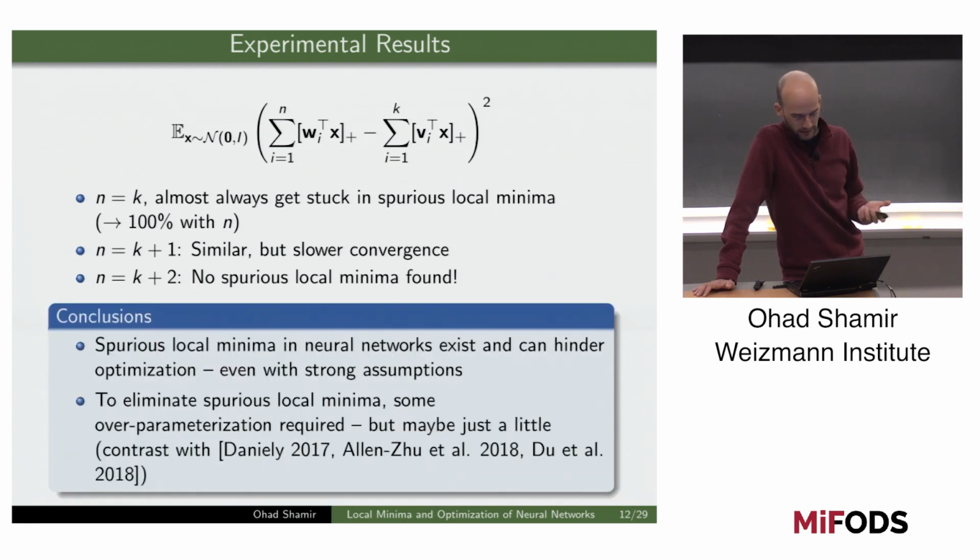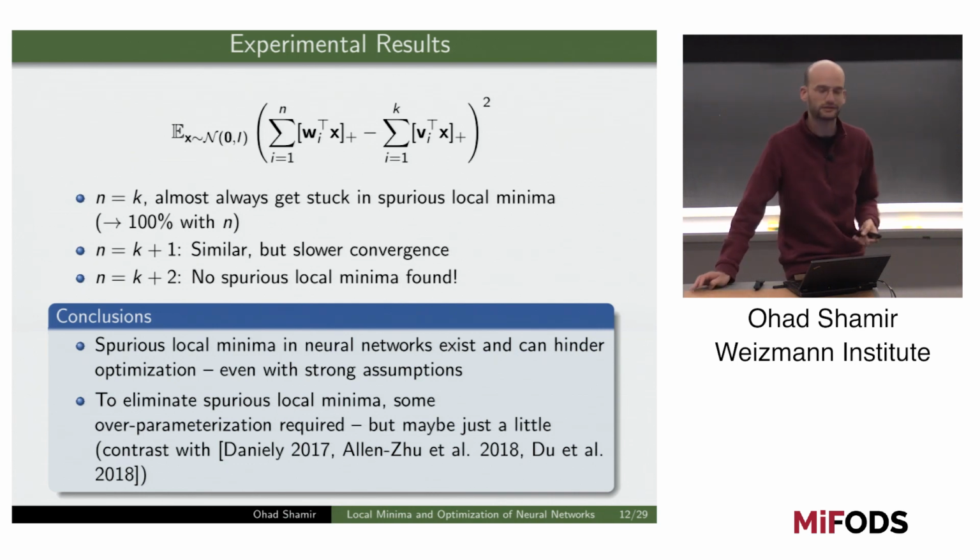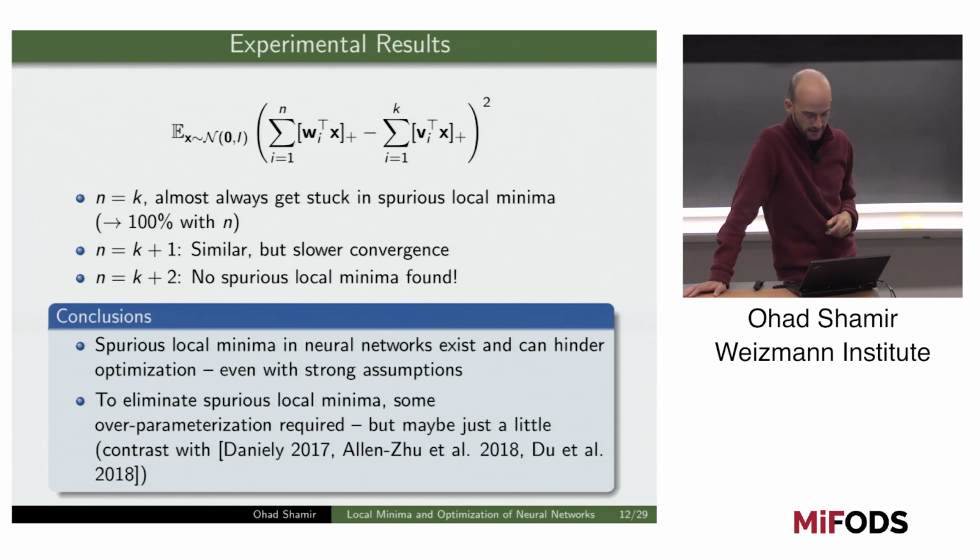So what we can conclude from this is that, on one hand, spurious local minima is something that exists in neural networks, even if we're making all these strong assumptions. Again, Gaussian inputs, just like 1.5-layer network, realizable setting. So it's something that we need to live with, and it can hinder the optimization process. On the other hand, it seems that overparameterization is something that could be very useful.